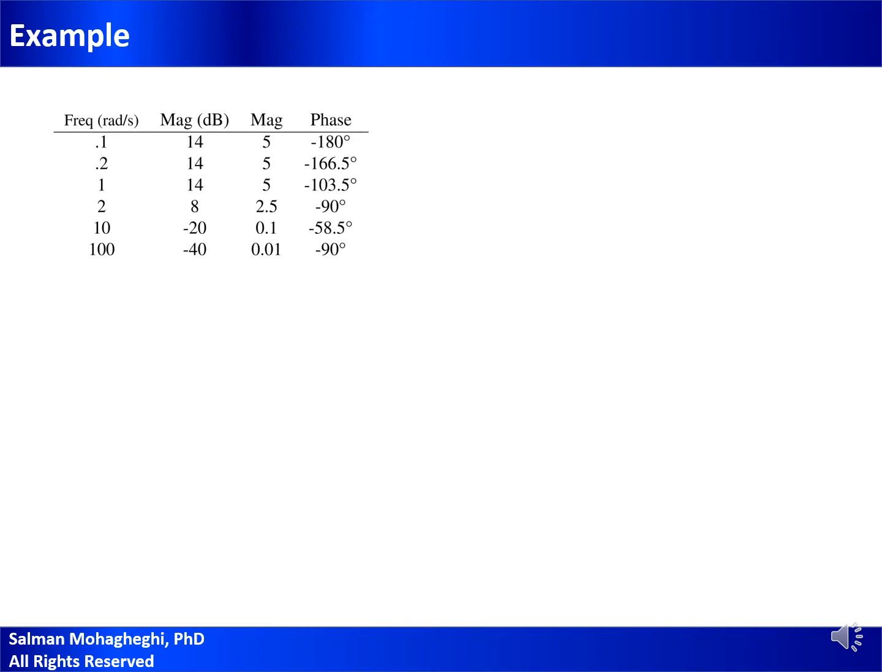So this is what I have captured from your notes. These are the frequencies that have been essentially identified. So you can see that I start from about 0.1 radian per second and then go all the way to 100. And these are the corresponding magnitudes and phase angles. So let's go ahead and identify these points and then connect them together.